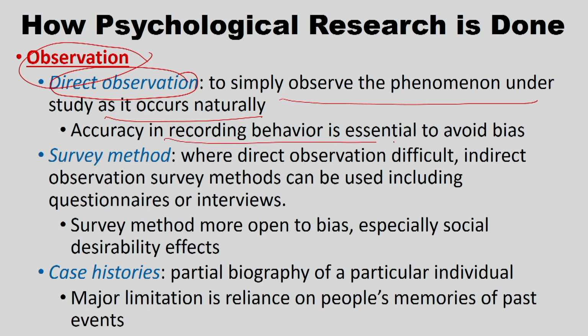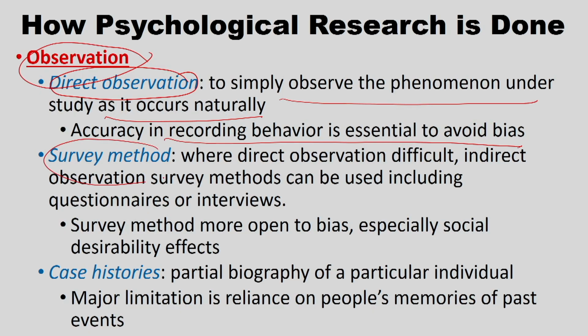Now, accuracy in recording behavior is essential to avoid bias. Here what we do is, when a phenomenon is occurring, suppose we want to study zoo animals. One way to do it is direct observation. We will go to the zoo, stand outside and look at what a tiger does in certain kinds of situations, and we can report that, and that is called the psychological method of observation, or how tigers live in a habitat, if that is your question, or some other question for that matter.